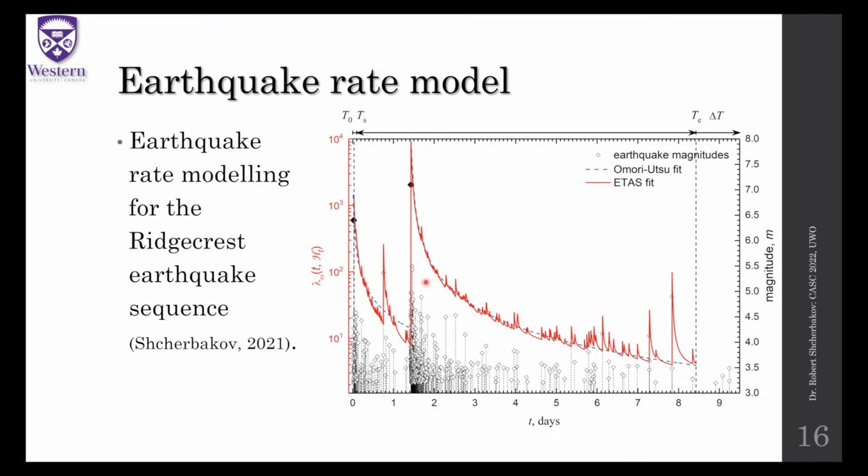And here's the specific fit of that rate to our observed earthquake sequence. That red solid line basically describes how the earthquakes per unit time occur during the evolution of that sequence. And the symbols with stems are the magnitudes of actual earthquakes which occurred during the evolution of that sequence.